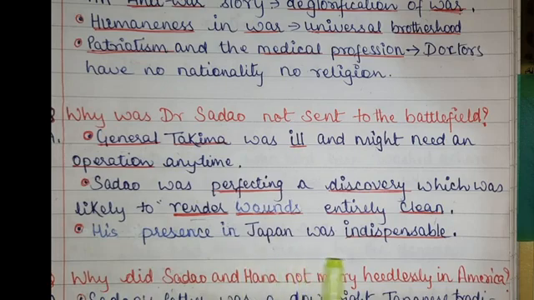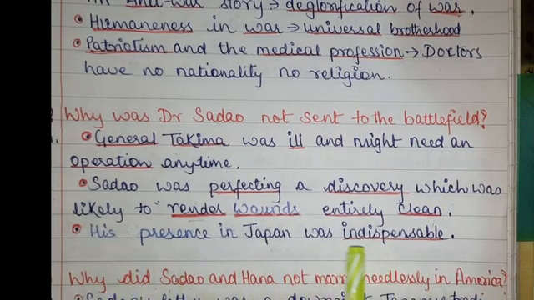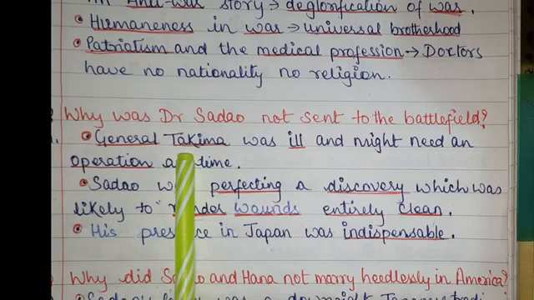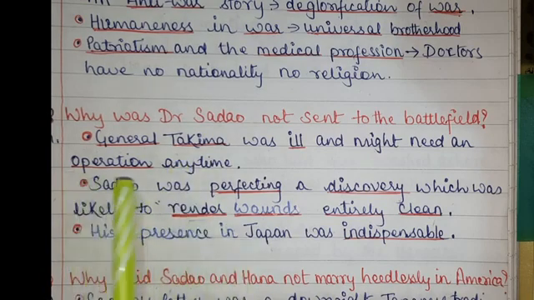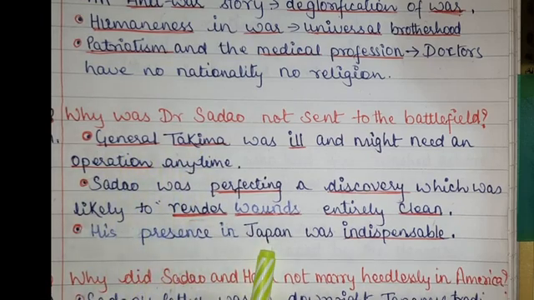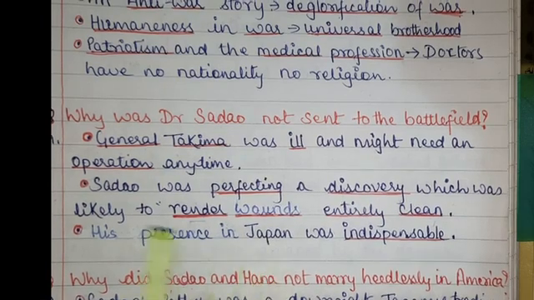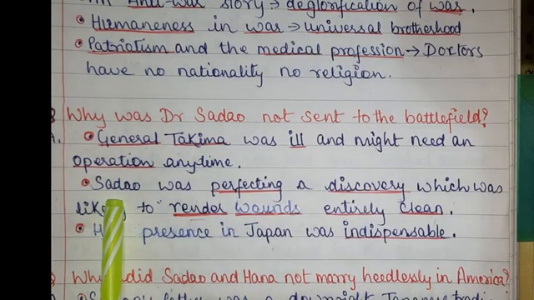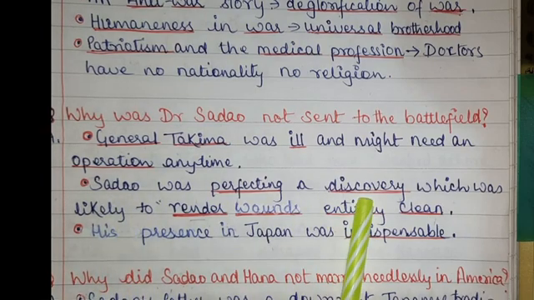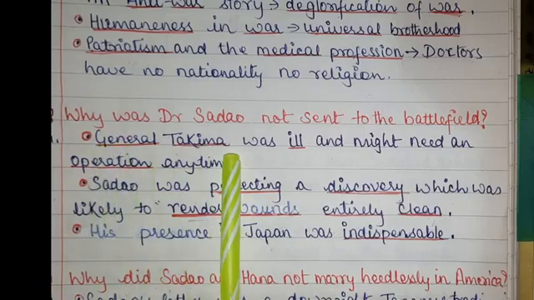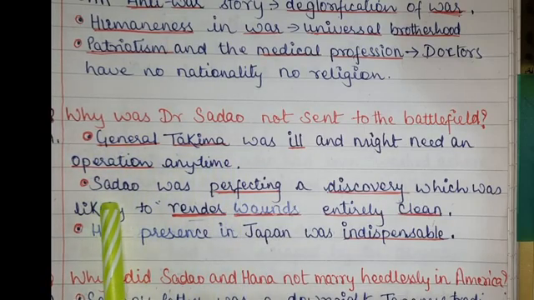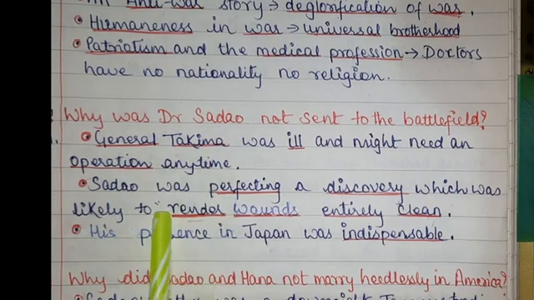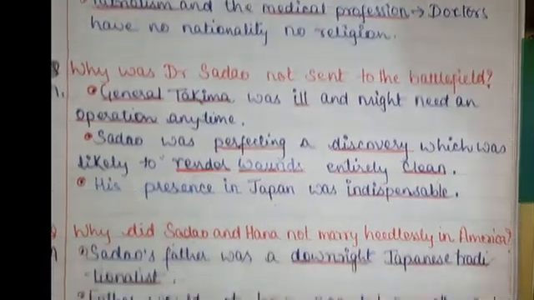Next point is his presence in Japan was indispensable. Now how has it become indispensable? Indispensable means extremely necessary. See, General Takima had won so many wars and battles for Japan. Okay, so in his generalship, what happened? Japan was able to receive lots of victories. So Dr. Sadao was the man who was saving the life of General Takima. Therefore, Sadao was given a lot of importance. He was doing a discovery and he was not taken away from General Takima, because if Dr. Sadao did not treat General Takima, then Takima might die. That was the threat that General Takima and other people had. Therefore, he was there in Japan. Now, let's move to the next question.